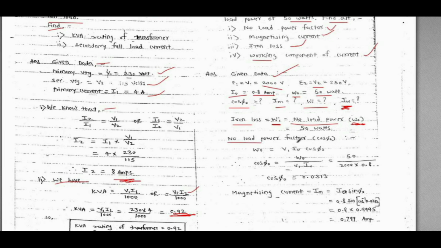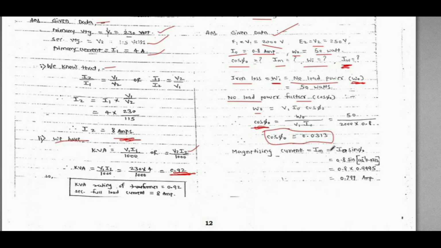Then the no load power factor, you can calculate: W0 is equal to V1 I0 cos phi 0. You can easily calculate, the formula is given. Put W0, V1, I0 values here and you will get cos phi 0 is equal to 0.0313. Next one is the magnetizing current. You know this formula, Im is equal to I0 sin phi 0.